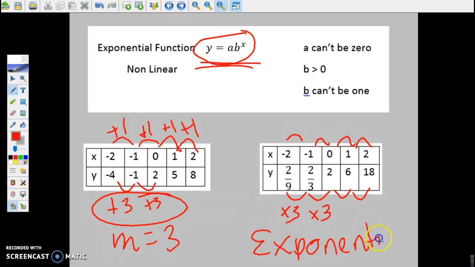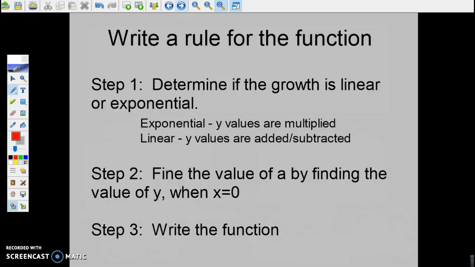Now we're also going to learn how to look at those tables and come up with the exponential function, the rule. But the first thing you need to do is identify, is it linear or is it exponential? So you've got your addition or you've got your multiplication.